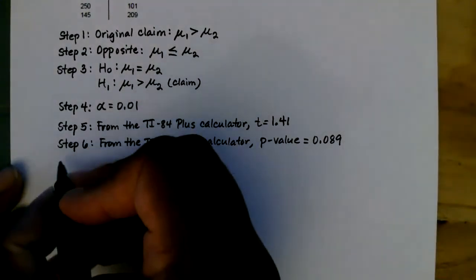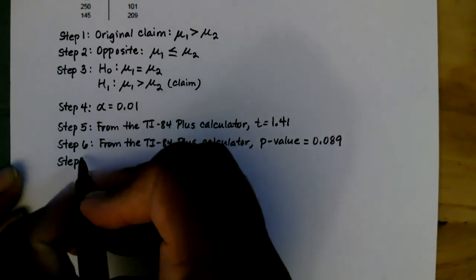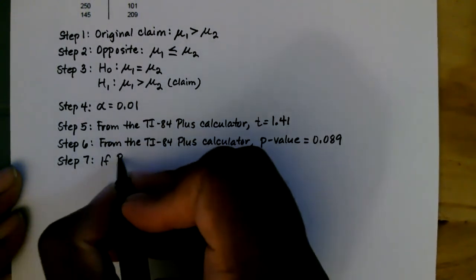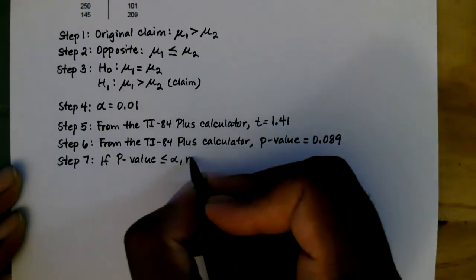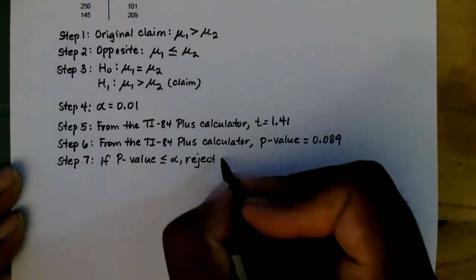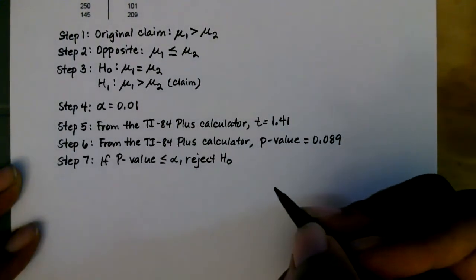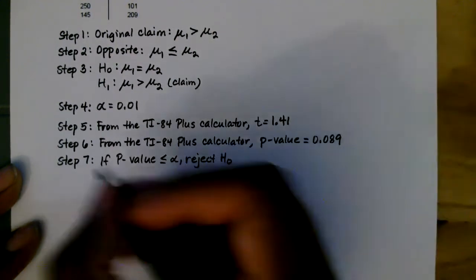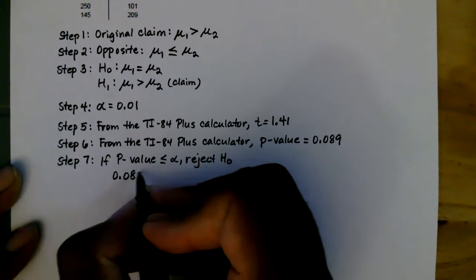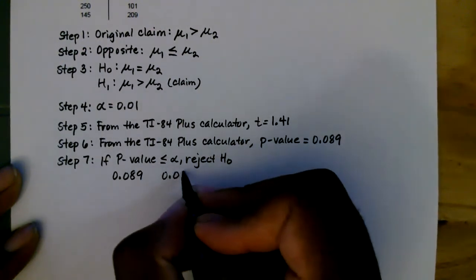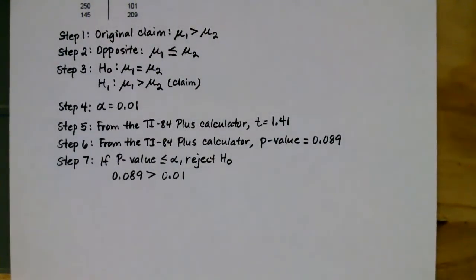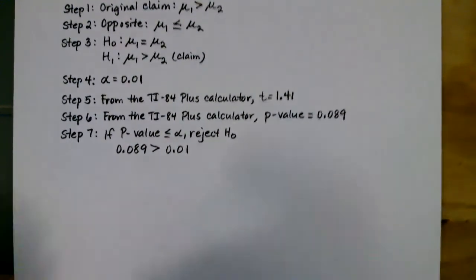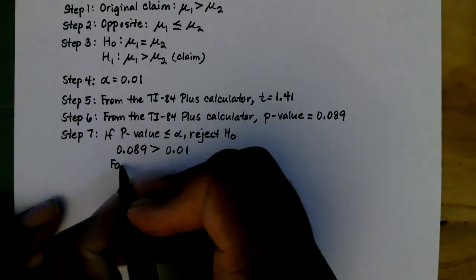And now step number 7 is our decision rule. And that is if the p-value is less than or equal to alpha, you want to reject the null hypothesis. So here the p-value was 0.089 and our alpha level was 0.01. If you compare those two, you'll see that 0.089 is greater than 0.01. Does not satisfy the decision rule, so that means I need to fail to reject the null hypothesis.